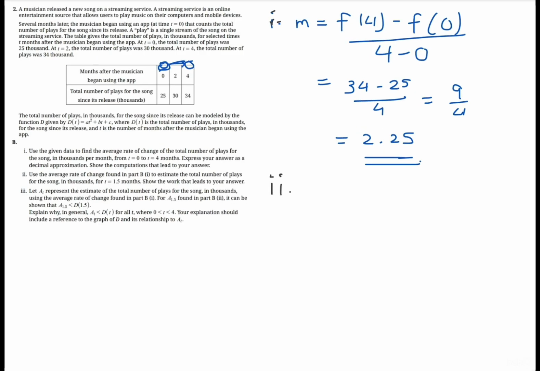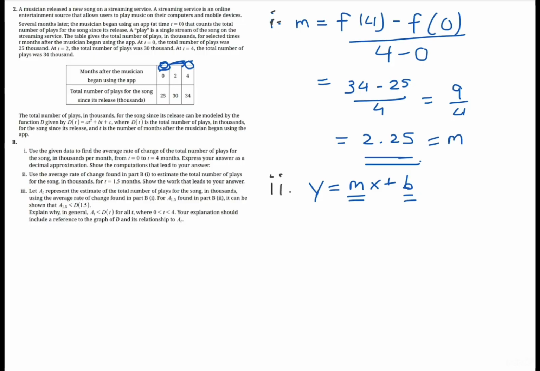Okay, subpart 2 is to use the average rate of change found in part B to estimate the total number of plays for the song for t is equal to 1.5 months, and we have to show our work that leads to the answer. Now, in this case, what they're asking for is for you to find the entire equation of the line. And we know that any linear equation is of the form y is equal to mx plus b, where b is the y-intercept, which means the output value when x is equal to 0, and m is the slope. Now we know m already, which is 2.25, right?